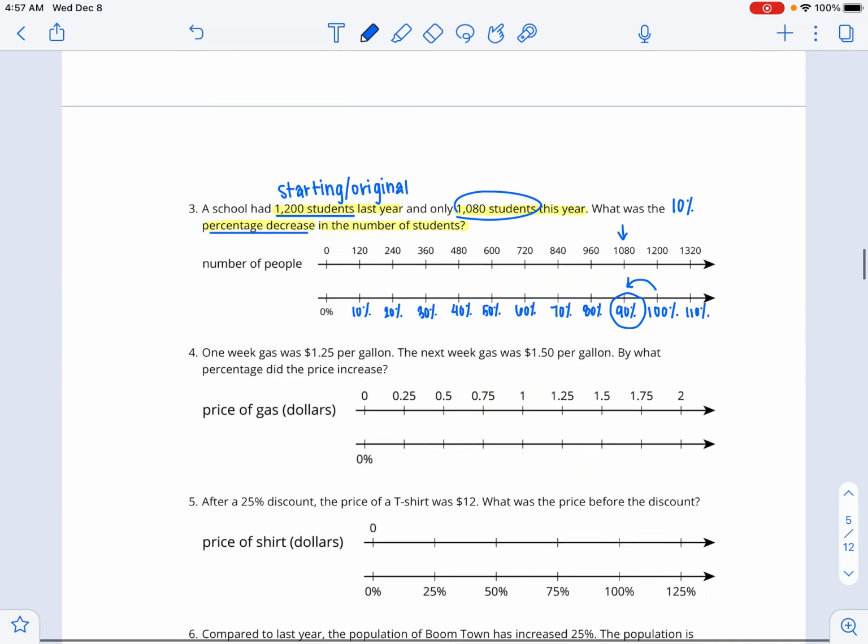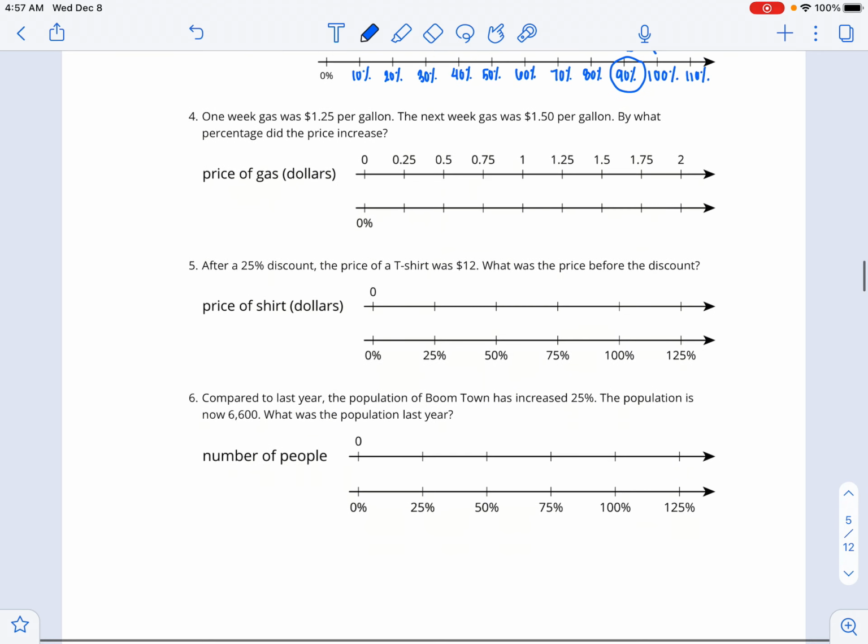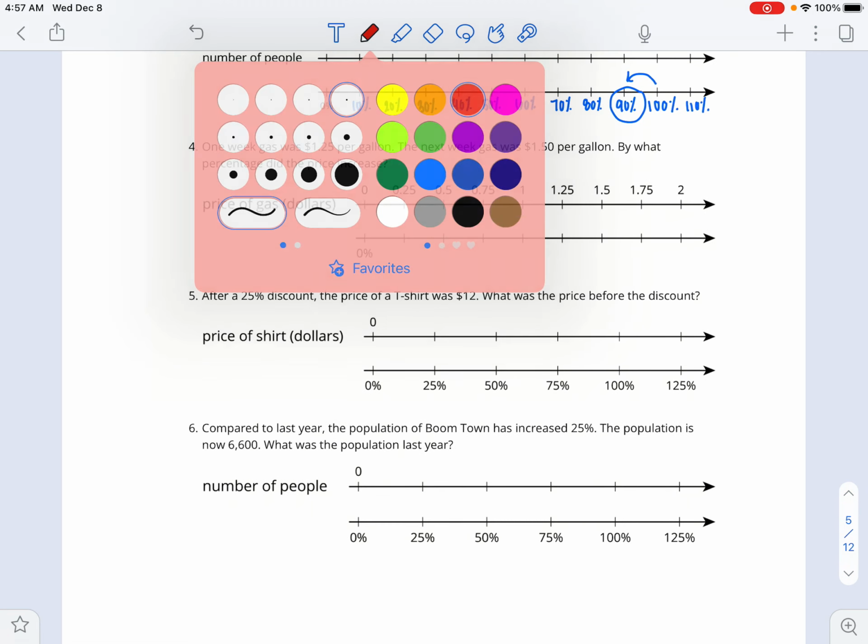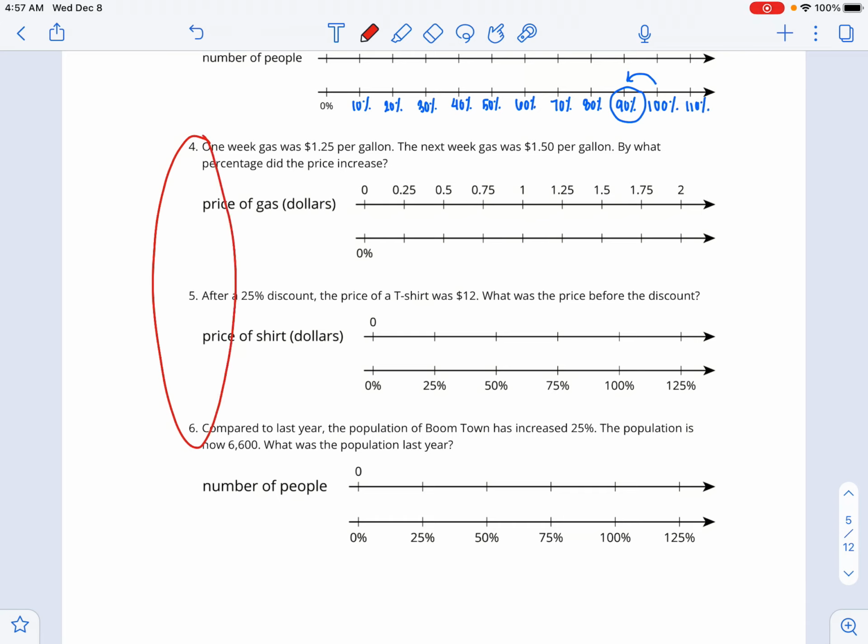On slide 4, you'll see questions 4, 5, and 6. I would like you to pause this video and please complete 4, 5, and 6. Come back to the video when you're finished.